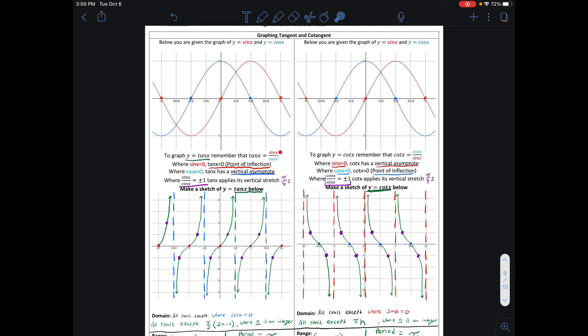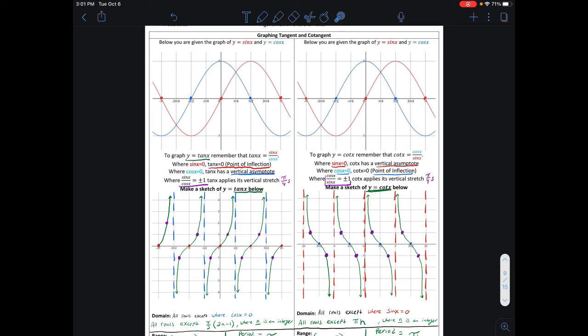Tangent is going to equal 0 where the numerator equals 0, and that's going to be where sine equals 0. And that's going to wind up being a point of inflection. So everywhere sine equals 0 here in red, all of my whole number pi's, I'm going to put dots on my x-axis for tangent because tangent's going to go through that point. And now we have to sketch the rest of the graph.